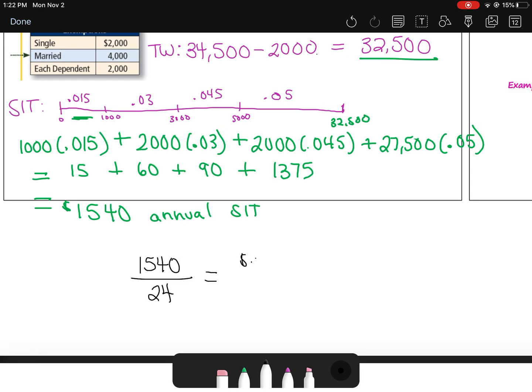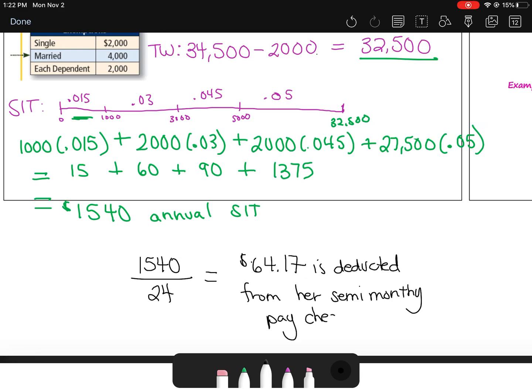So per check, if I wanted to check my pay stub to make sure I had the correct amount of taxes being taken out, I should have approximately $64.17 taken out of her paycheck. So $64.17 is deducted from her semi-monthly paychecks. Okay, so drawing those pockets is really going to help anytime you're dealing with a graduated system.